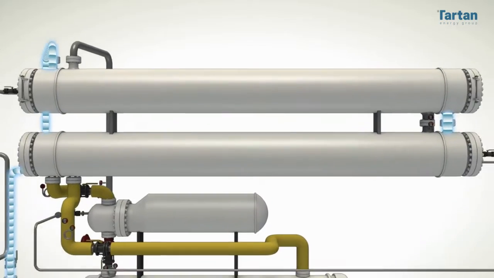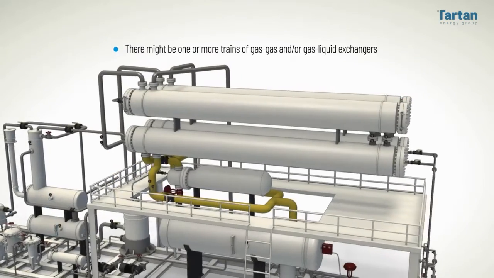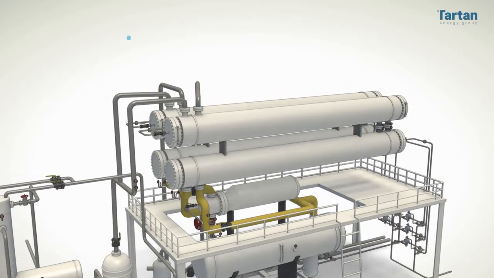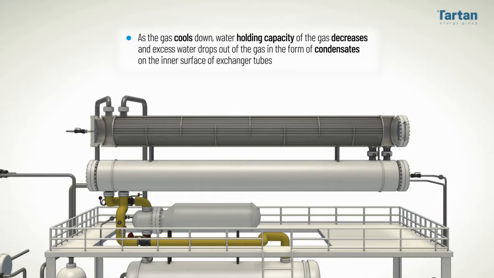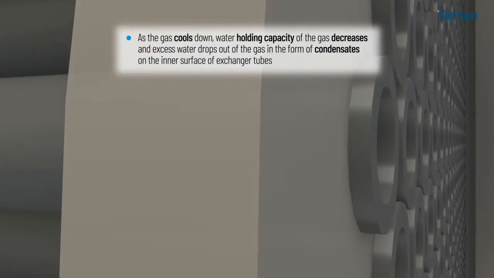Depending on the size of the plant and the amount of gas being processed, there might be one or more trains of gas-gas and/or gas-liquid exchangers. As the gas cools down, water holding capacity of the gas decreases and excess water drops out of the gas in the form of condensates on the inner surface of the exchanger tubes.